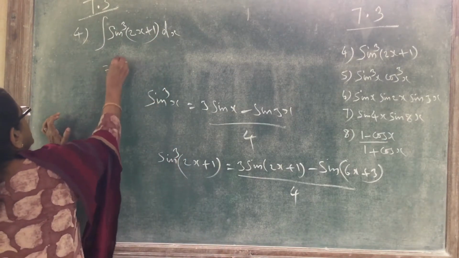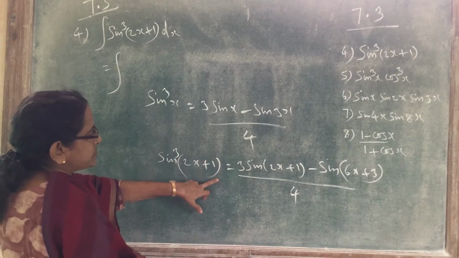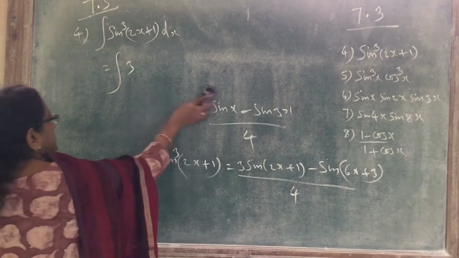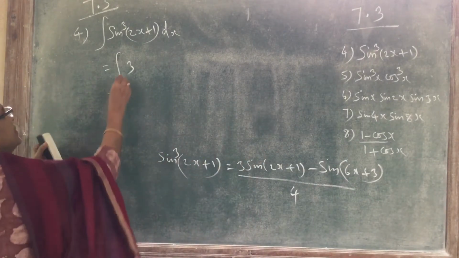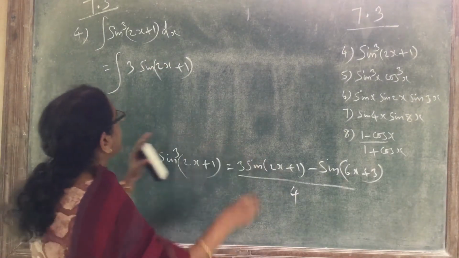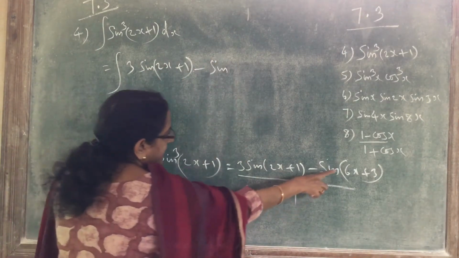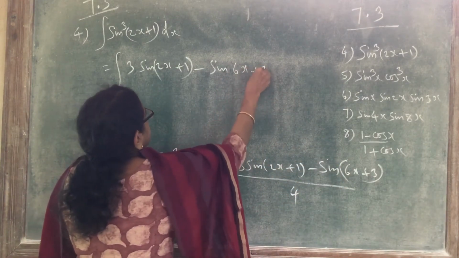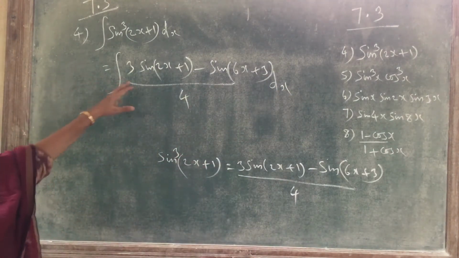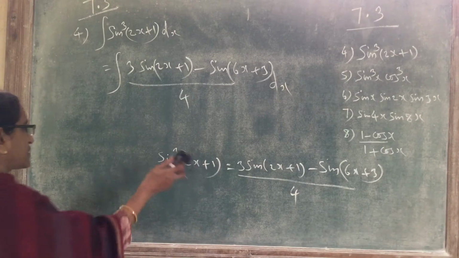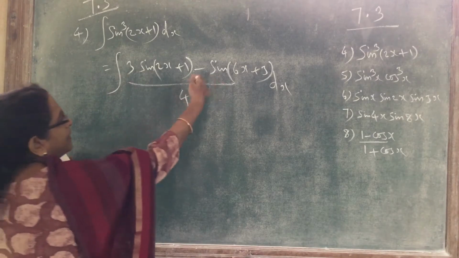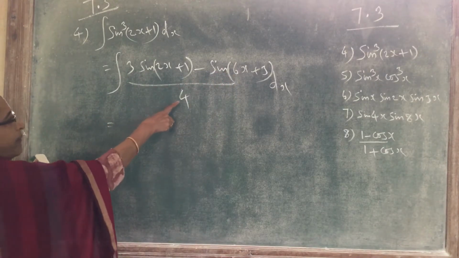So this integral is equal to the integral of, instead of sin cube (2x plus 1), we substitute (3 sin (2x plus 1) minus sin (6x plus 3)) whole divided by 4, then write dx. Now we can integrate because these are all multiple angles. So here 1 by 4 we can take common.